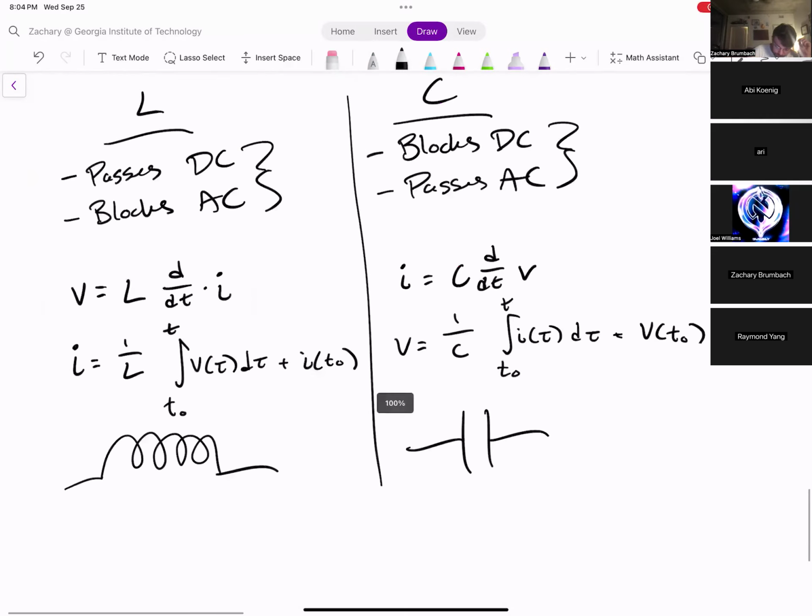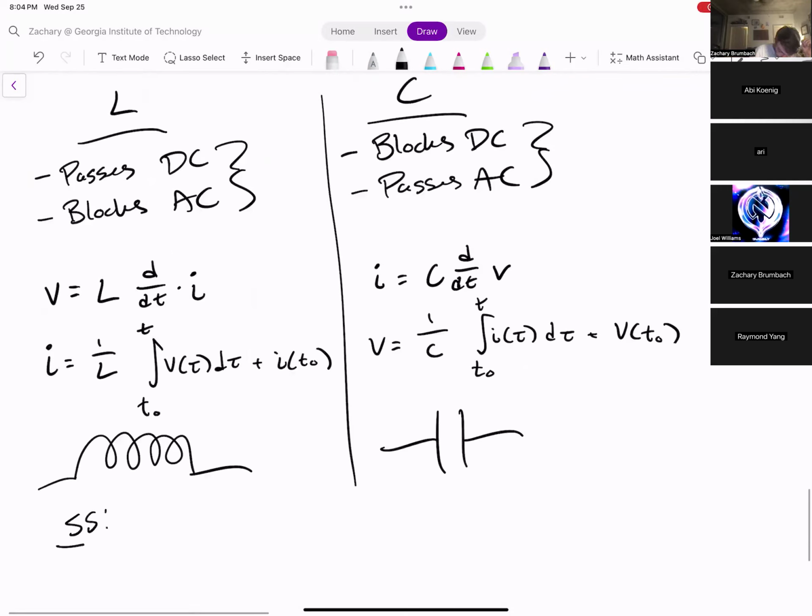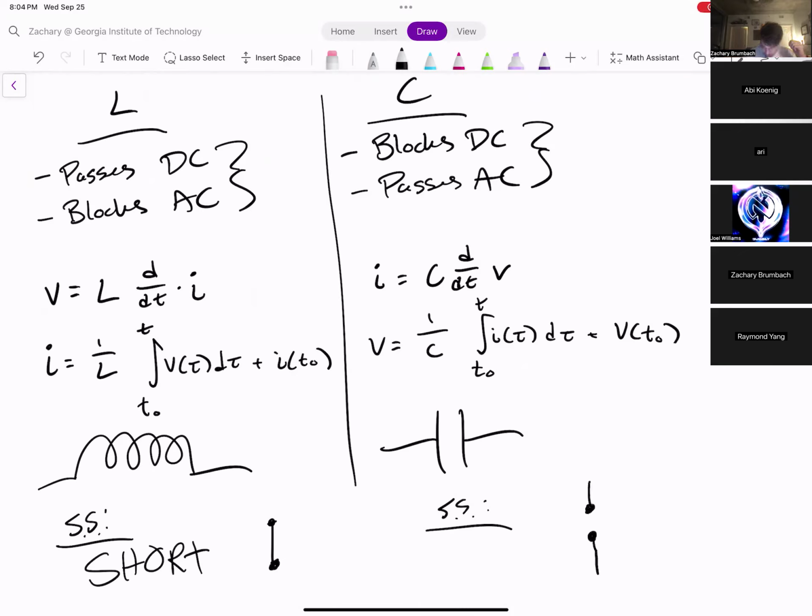One more little note here is steady state. Steady state is a short, so that's just a connection. And over here, steady state is an open. That's why we look for the initial condition across two things. Or here we would look for the initial condition of I of t naught through that wire.